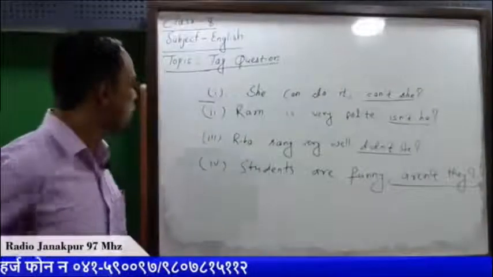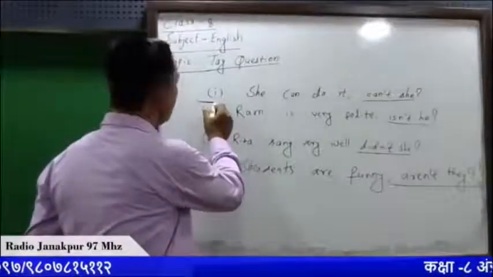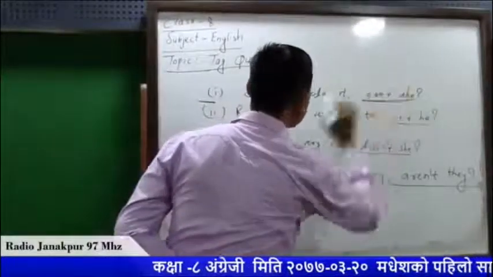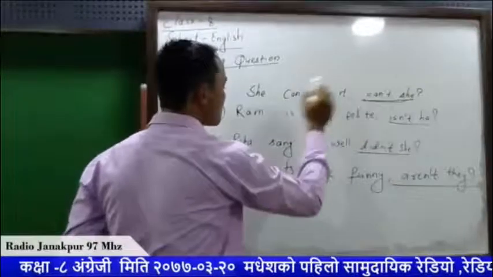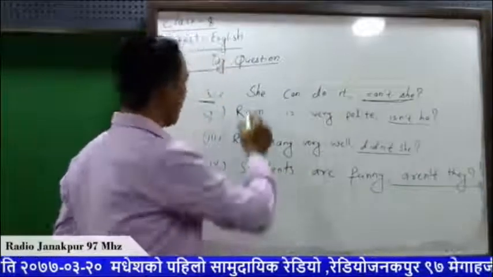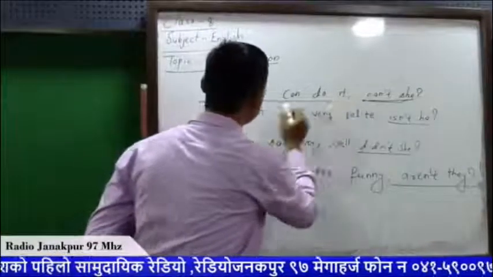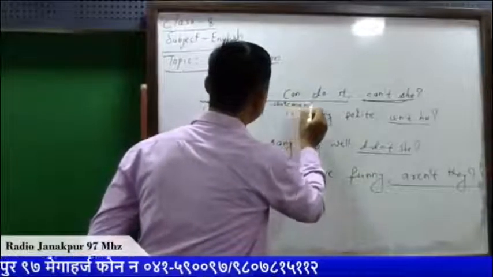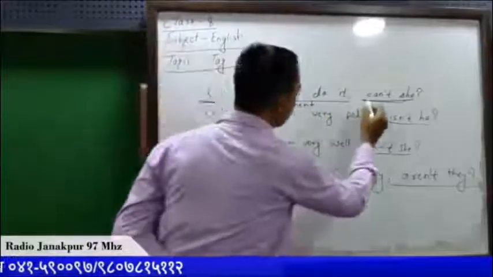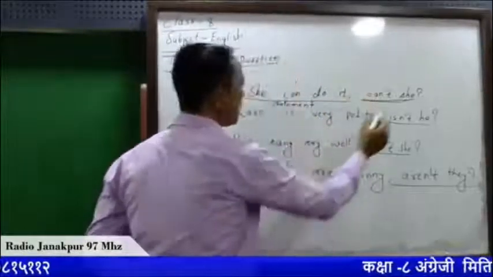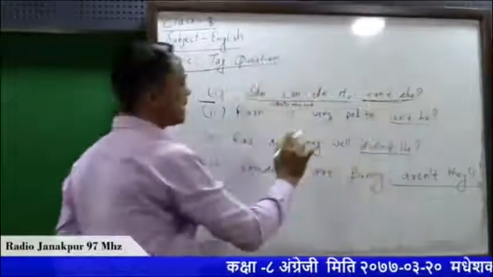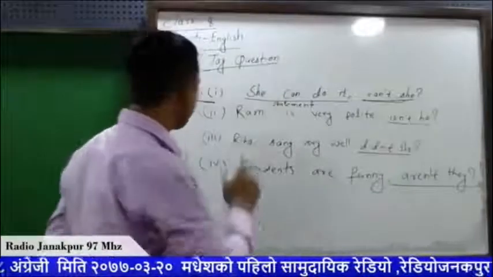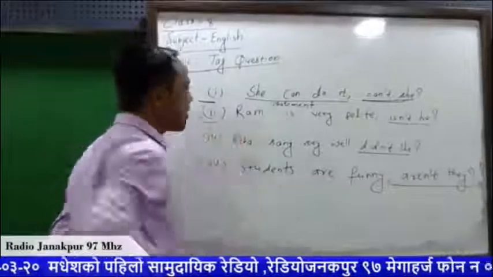First of all, look at first sentence. She can do it, can't she? This is called question tag. This part of the statement is called question tag, and this is the statement. This is a statement, and this is question tag. Here is comma, here is question mark, and you can see all the letters in question tag are in a small letter.